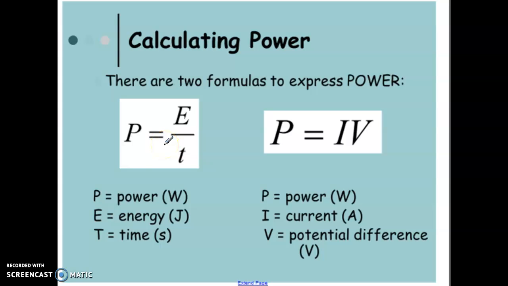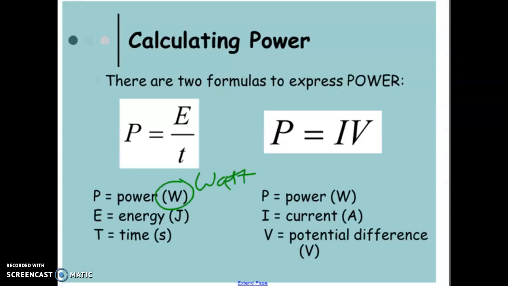Just to remind ourselves about what all the symbols are and what the units are. Power is new for us. The unit of power is the watt. Okay, so not kilowatt, but watt. Energy, we've seen this before, is in joules. Time, again, is in seconds. We also have I times V, which we know very well at this point, which is current in amperes times potential difference, which is in volts.